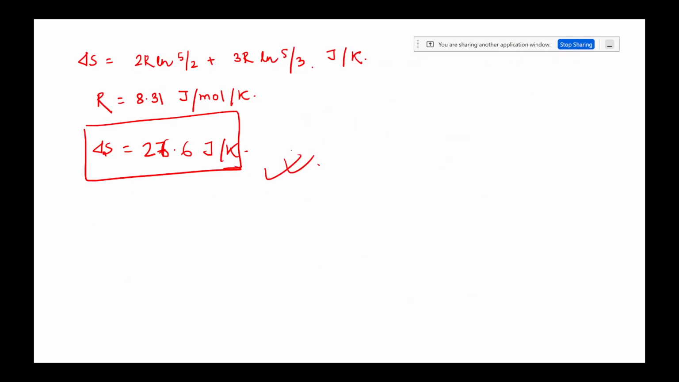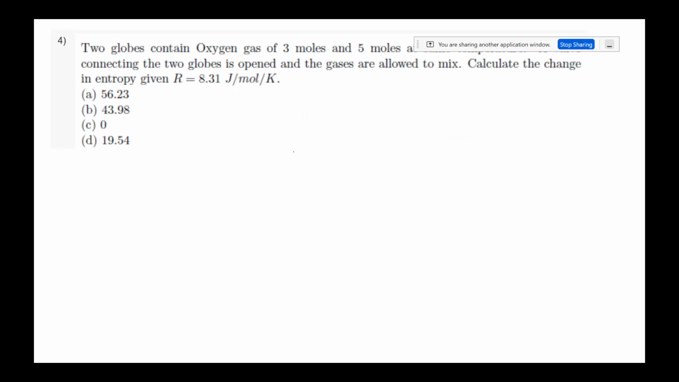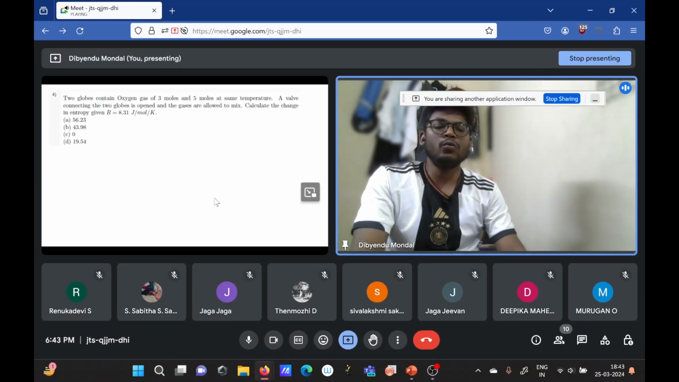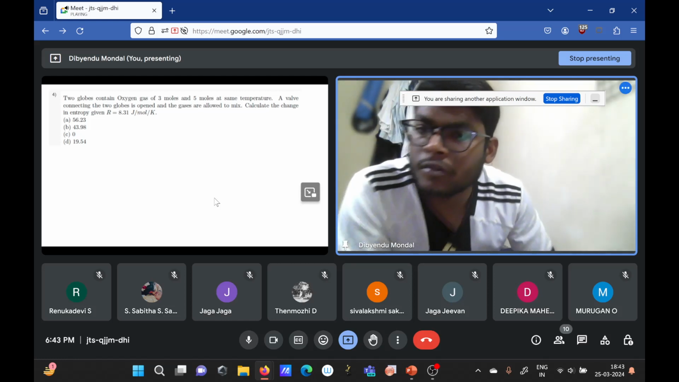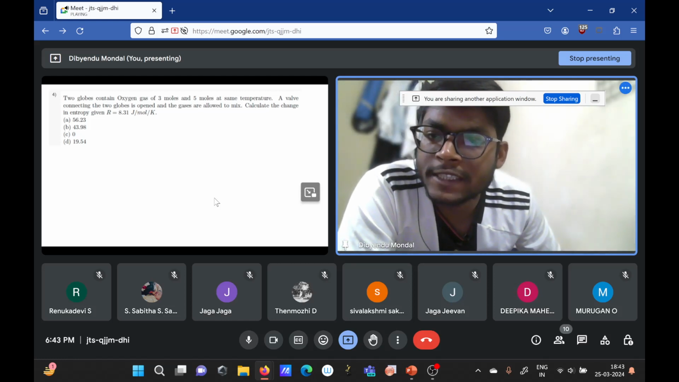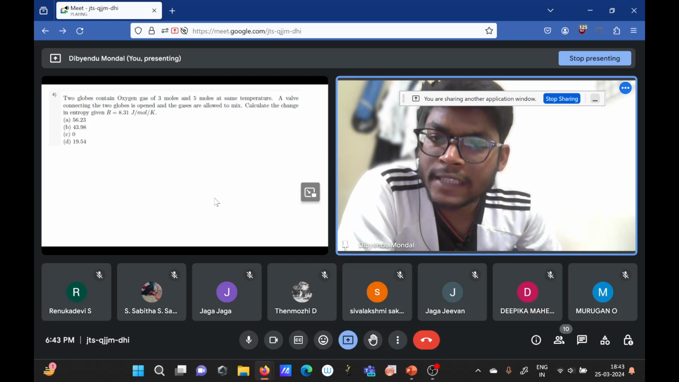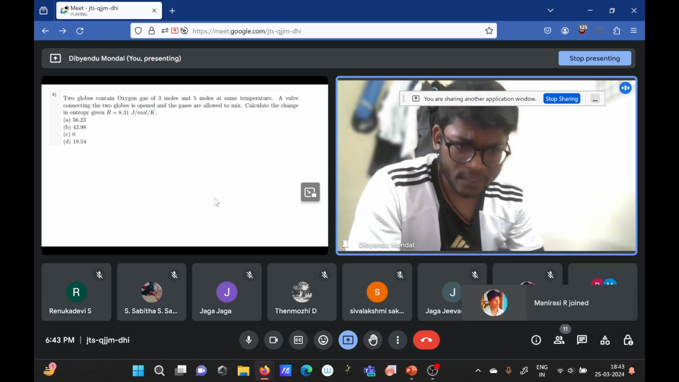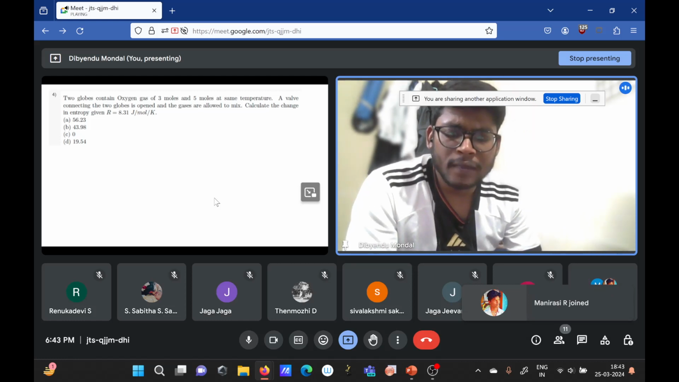Now for this one I want the answer. I gave you a clue in the previous question. Two globes contain oxygen gas of 3 moles and 5 moles at the same temperature. A valve connecting the two globes is opened and the gases are allowed to mix. Calculate the change in entropy given R is equal to 8.31 joule per mole Kelvin. Which option is correct? There is no need to do any calculations. This should be done by mere concept.